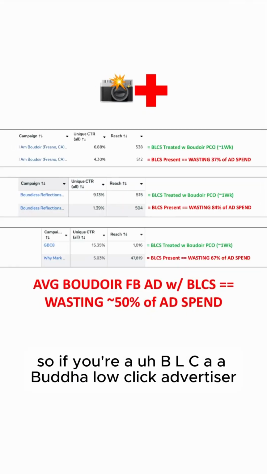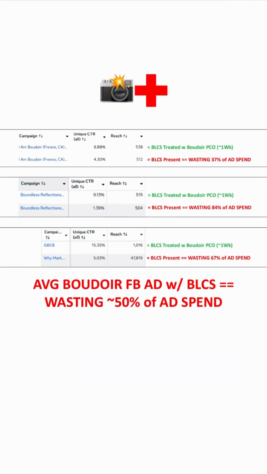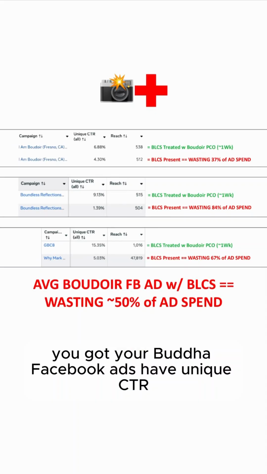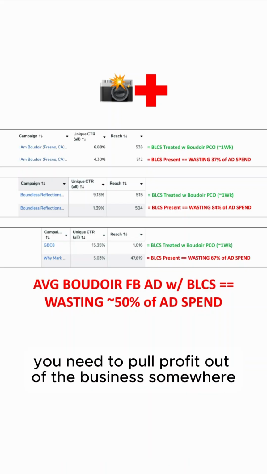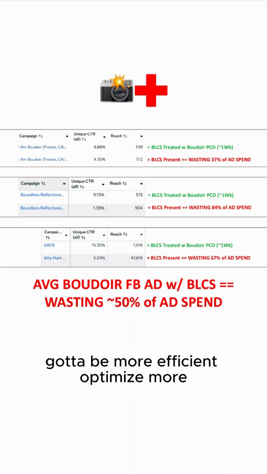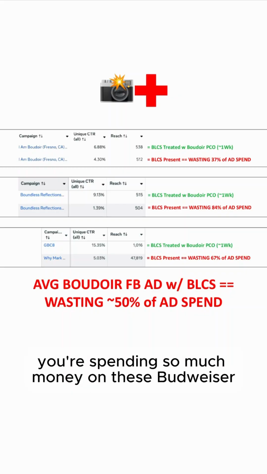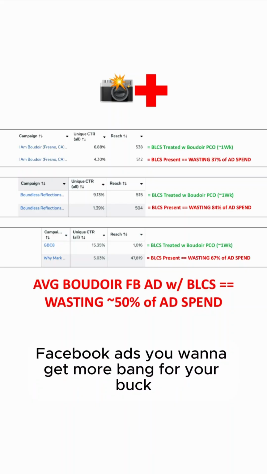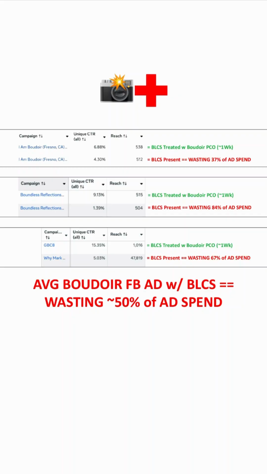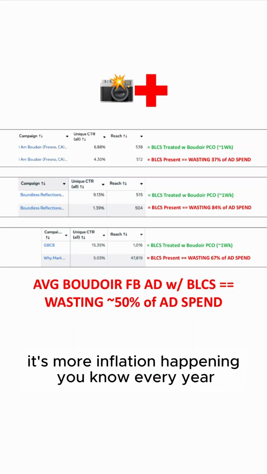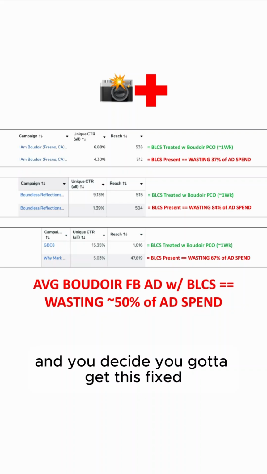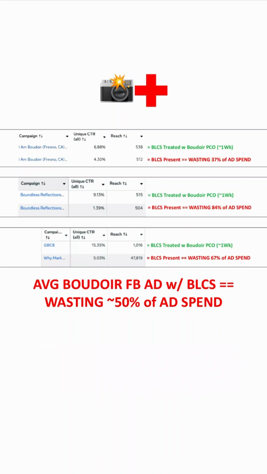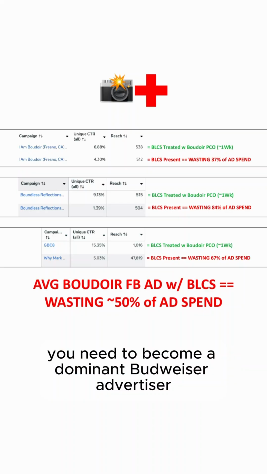So if you're a BLCA, a Boudoir low click advertiser, your Boudoir Facebook ads have unique CTR all under 6%, and you decide you need to pull profit out of the business somewhere. Got to be more efficient, optimize more. You're spending so much money on these Boudoir Facebook ads. You want to get more bang for your buck. There's more inflation happening every year in real life, more boudoir photographers entering the market, and you're looking for ways to stay competitive. And you decide you gotta get this fixed. You need to become a dominant boudoir advertiser.